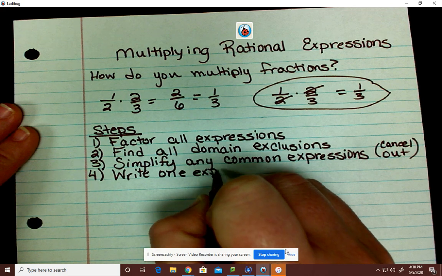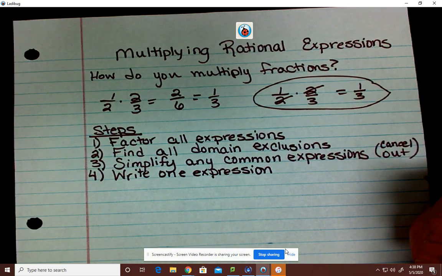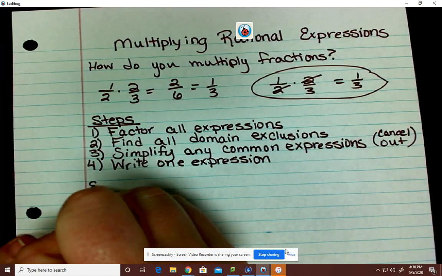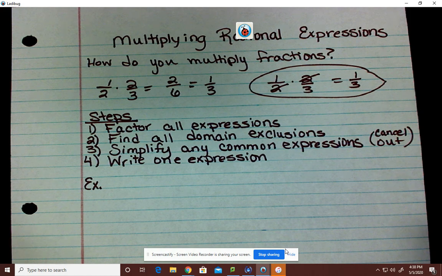Now notice, never did I write the word multiply, and that's because we don't really do any multiplying with this. We really just do simplifying, which we've already learned to do. So let's look at a couple examples. You'll see that this is basically just adding a few more expressions into what we did on Monday.